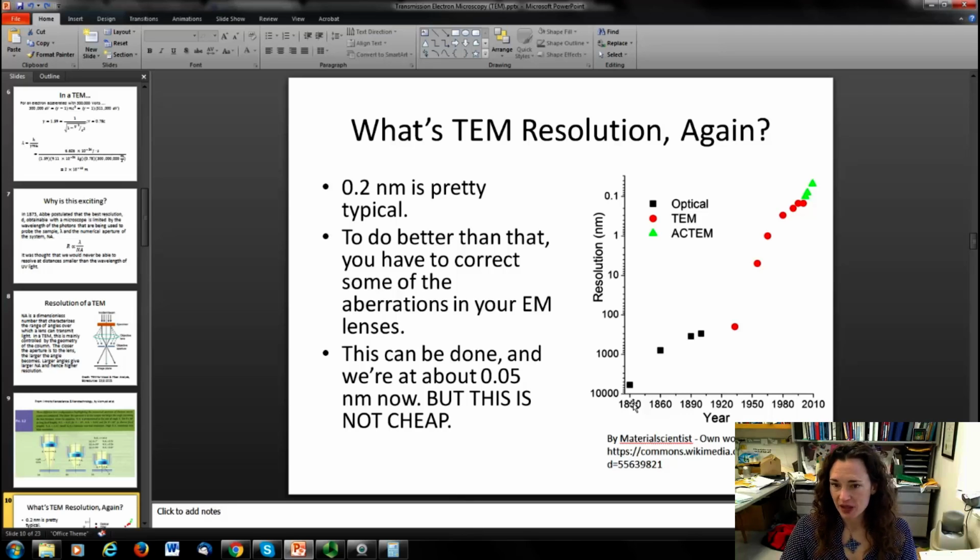And you can see how the resolution of TEMs has gone with time. Okay, so here's Ruska's first TEM way back in 1932, 1933, and that was better than the optical microscopes of the time. And then you can see that as he started to work on TEMs and lots of others developed those electron optics, made them better and better, the resolution improved. And then it kind of started to plateau, and then another breakthrough was made with the aberration-corrected TEMs. Okay.